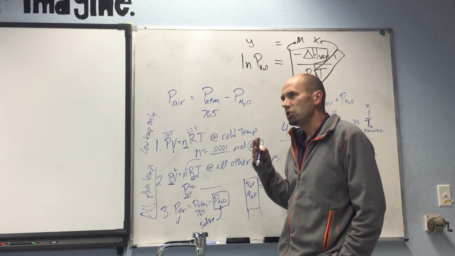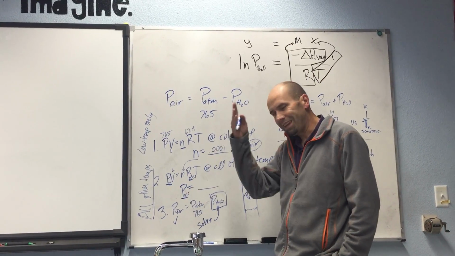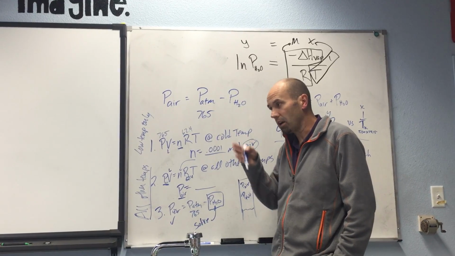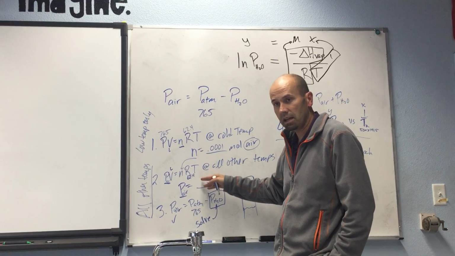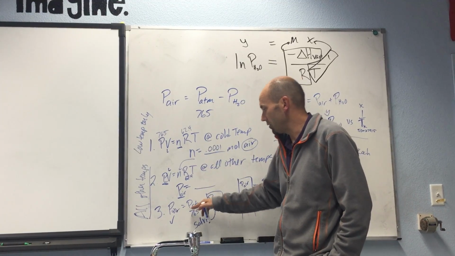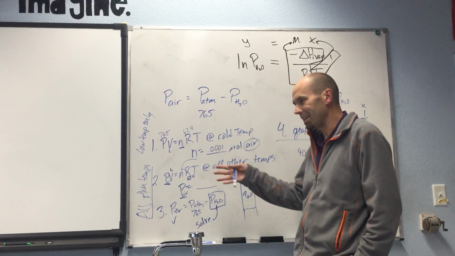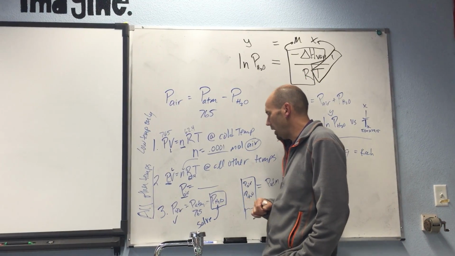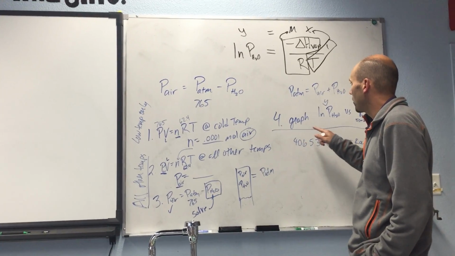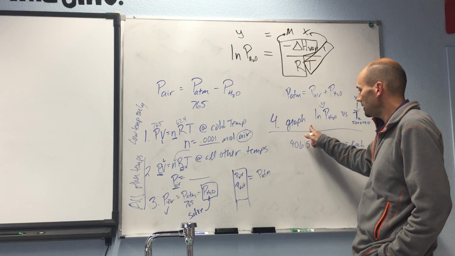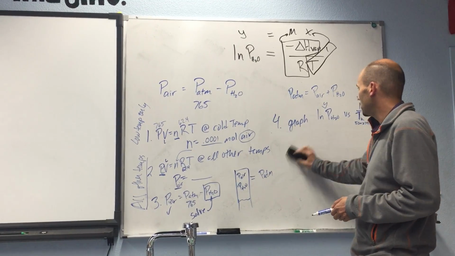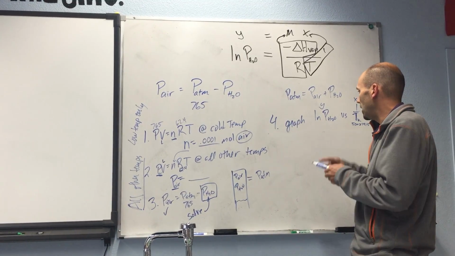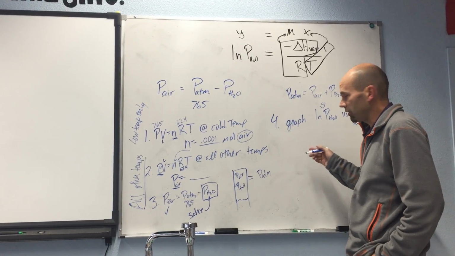So on your data sheet on OneNote, pressure of the air at each different temperature is a column. You'll have to do PV equals nRT like 10 times for each one of those. Then you're going to have to do this equation, pressure of the water, that's the next one over. Now pressure of the water is what we're going to end up graphing, okay? And so you're going to have to graph the natural log of the pressure of water.